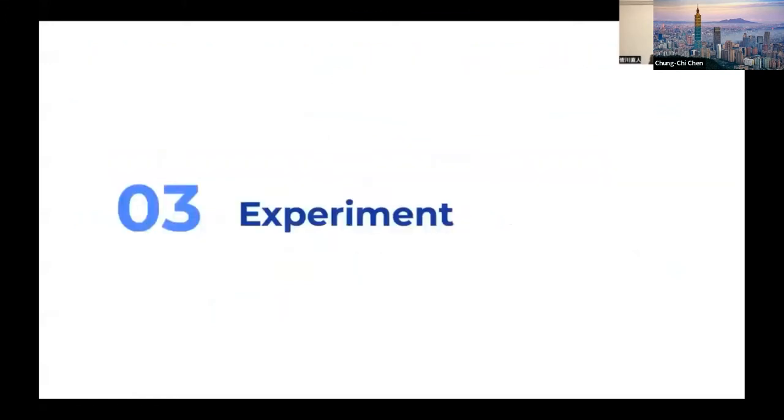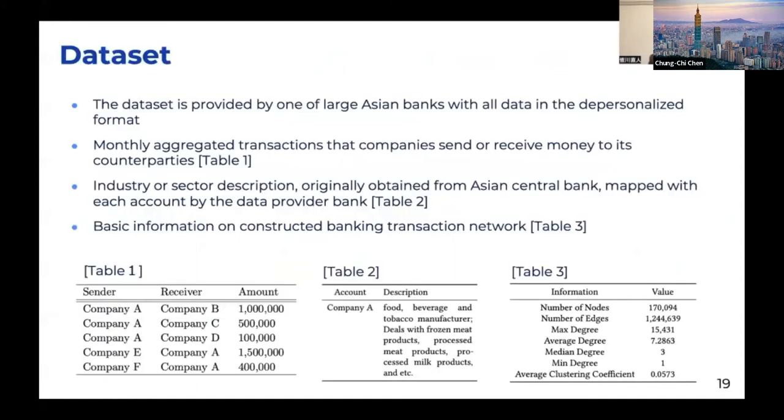So here's the experiment. Regarding the datasets, the dataset is provided by one of the large Asian banks with all the data in depersonalized format. So first is the monthly aggregated transaction. This illustrates that company A sent company B 1 million in a particular month. And then the corresponding account description, originally obtained from the Asian central bank, is mapped to each account by the data provider bank. And then table three represents the basic information about the constructed network.